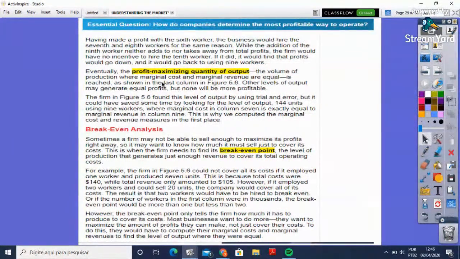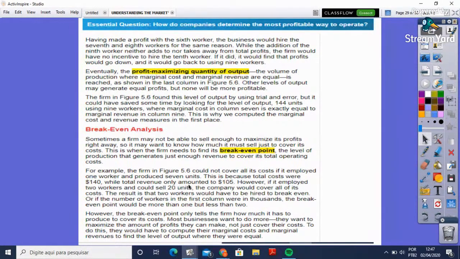So eventually we have the profit maximizing quantity of output. It's the volume of production where marginal cost and marginal revenue are equal. Let's go to our break-even analysis. Sometimes a firm may not be able to sell enough to maximize its profits, at least not in the beginning. So they want to know how much to sell just to cover the basic costs. This is when the firm needs to find its break-even point. It's the level of production that generates just enough revenue to cover its total operating costs.